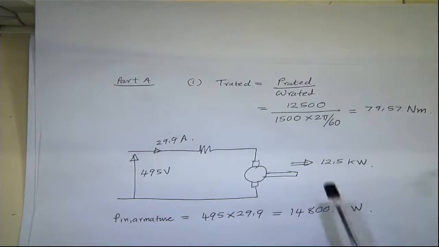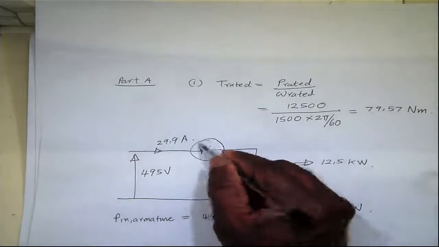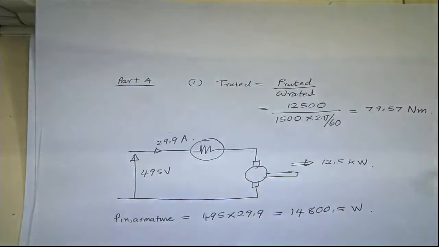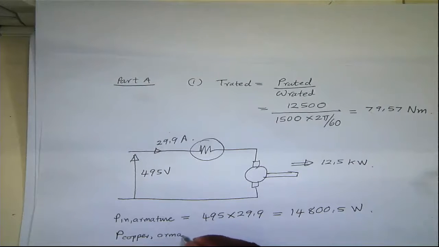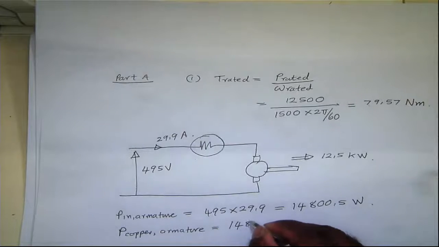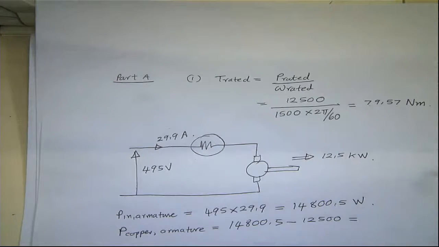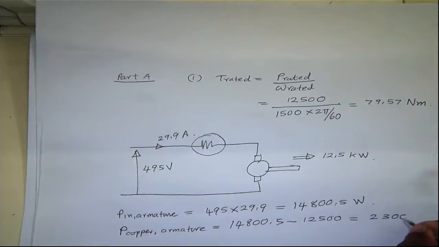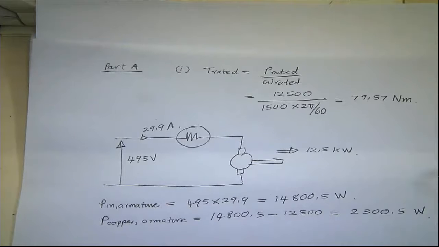The power difference between the output power and the input power corresponds to the power losses in this particular resistance, the armature resistance. So let's say P copper loss in the armature will be the difference between these two. 14,800.5 minus 12,500 gives you the armature copper losses, which is 2,300.5 watt. That's the armature copper losses.